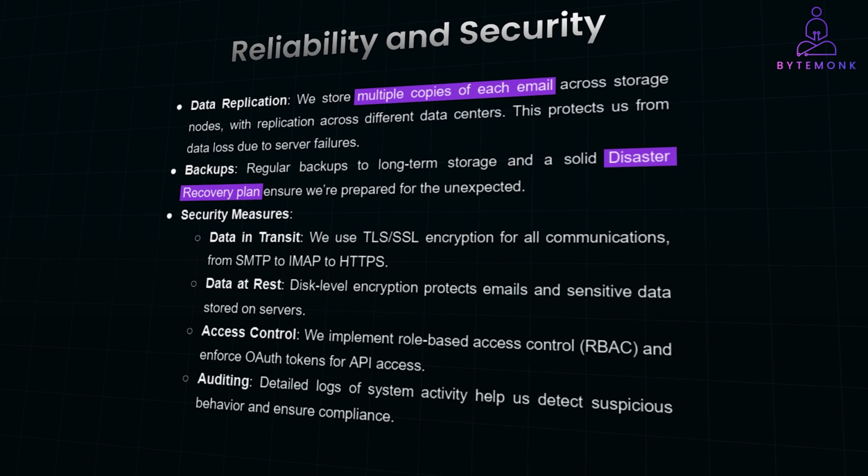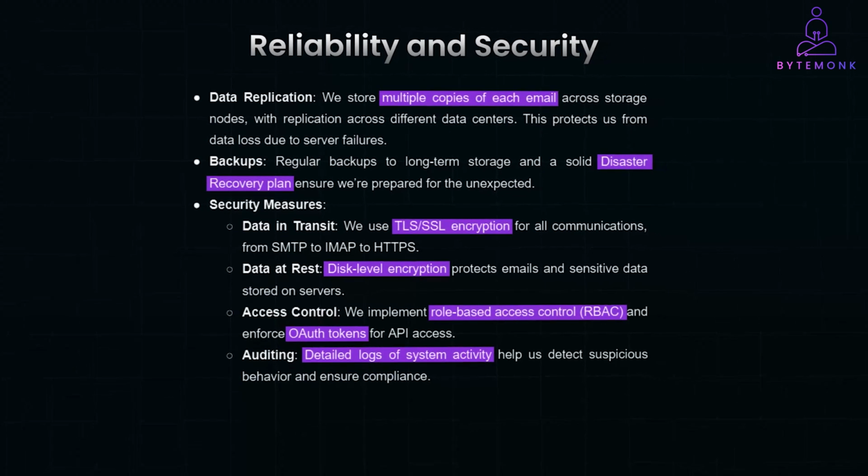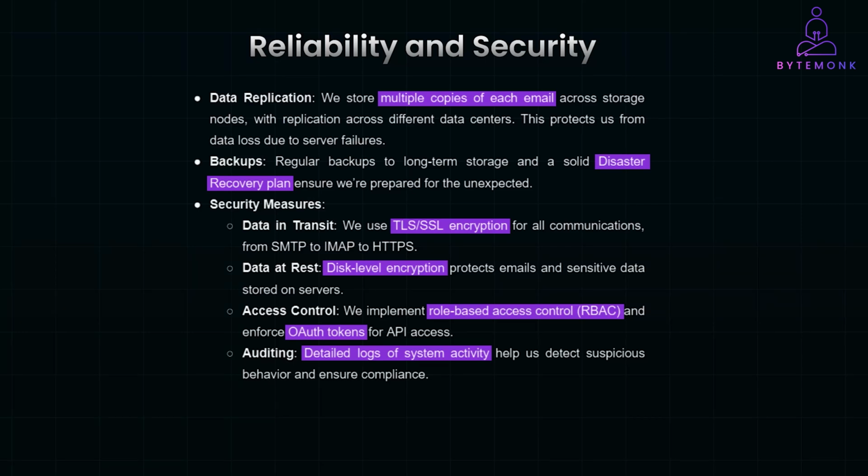In terms of security measures, we'll have data in transit, for which we use TLS or SSL encryption for all communication, from SMTP to IMAP to HTTPS. For data at rest, we have disk-level encryption, which protects emails and sensitive data stored on the servers. We also implement role-based access control, or RBAC, and enforce OAuth tokens for API access. And finally, we'll have auditing, such as detailed logs of system activity, which helps us detect suspicious behaviors and ensure compliance. These measures create a robust mail server environment that's secure, reliable, and resilient against failures.